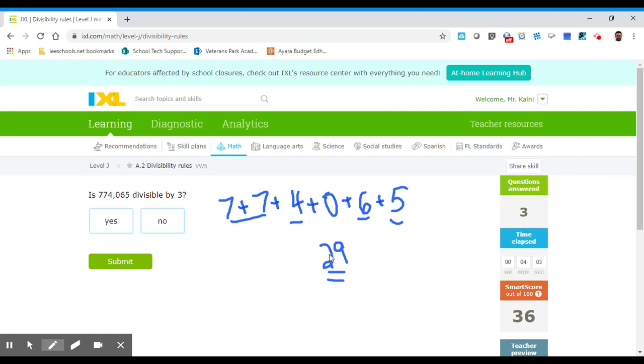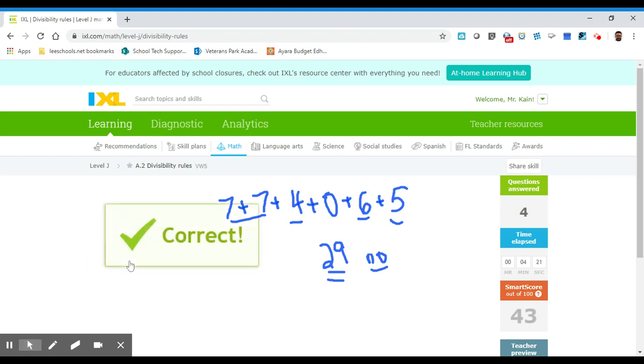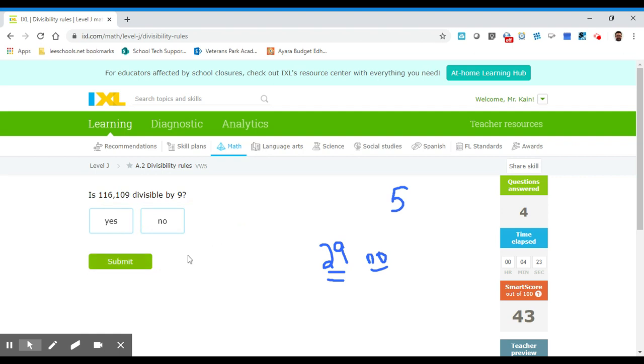Now, does this smaller number, when you add up the digits, divide by 3? It does not. It's a no, right? So if the number you get when you add up the digits does not divide by 3, then this big number will not divide by 3. So the answer is no. Okay?